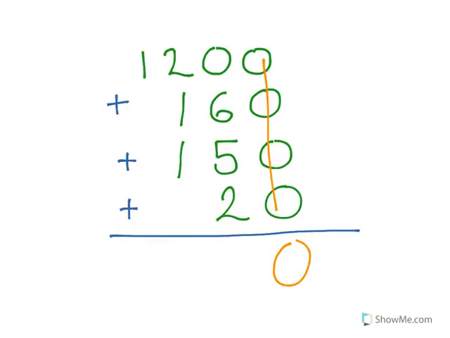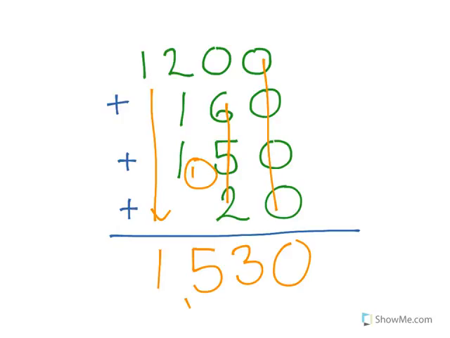0, 6 plus 5 is 11, plus 2 is 13, 3, carrying our 1 over to the hundreds, 2 plus 1 is 3, plus that our 1 here is 4, and 1 plus nothing is 1. 1,530. So the answer to 34 times 45 was 1,530.